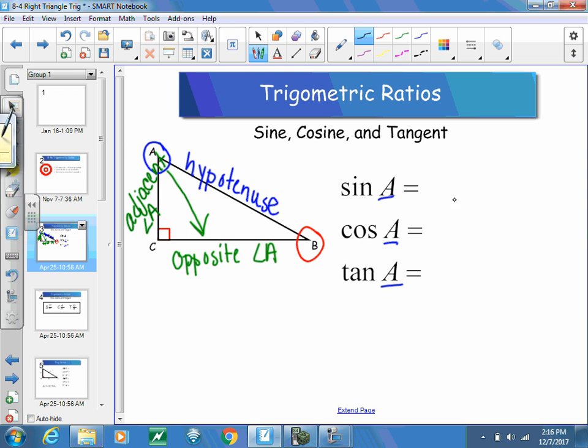Now, your three ratios get created, and we'll talk more about this in class tomorrow, but the sine of angle A is always referring to your opposite side over the hypotenuse. Your cosine is the adjacent side over the hypotenuse. And the tangent is going to be your opposite over your adjacent.